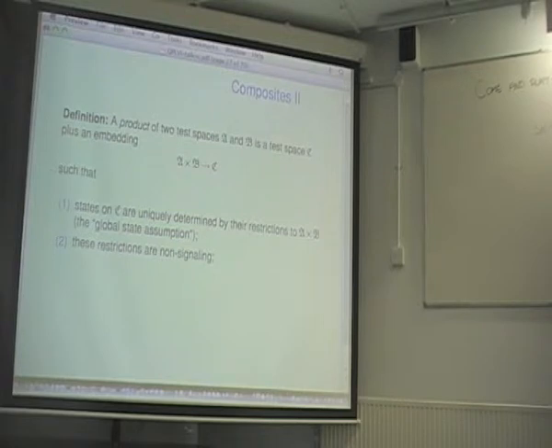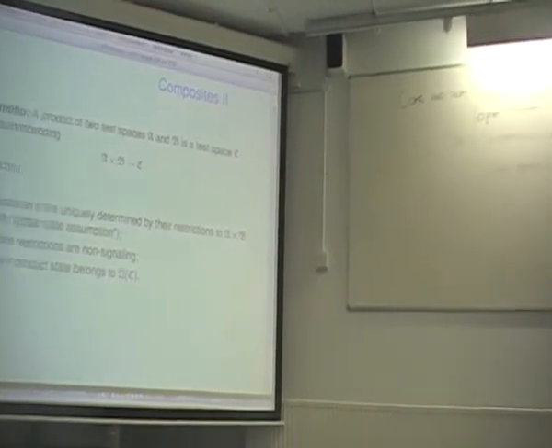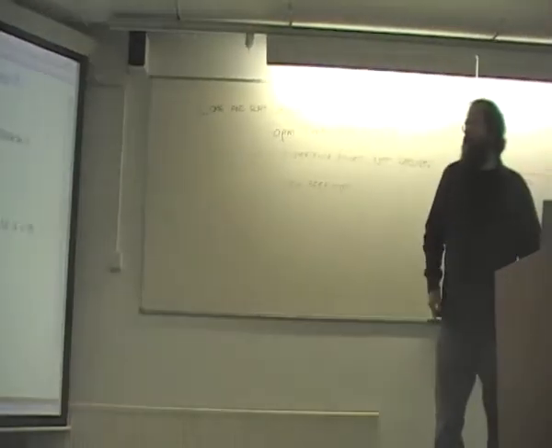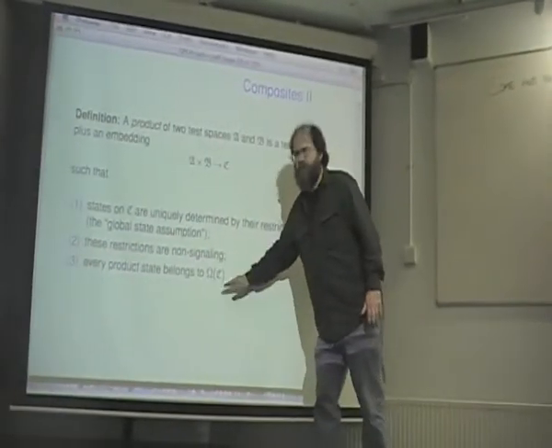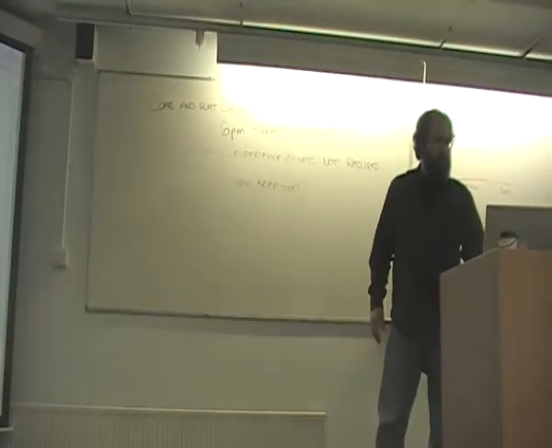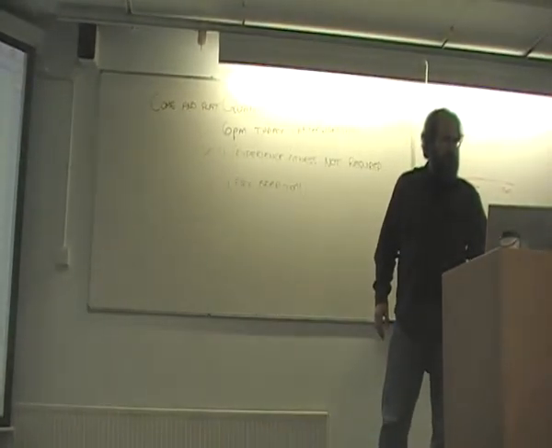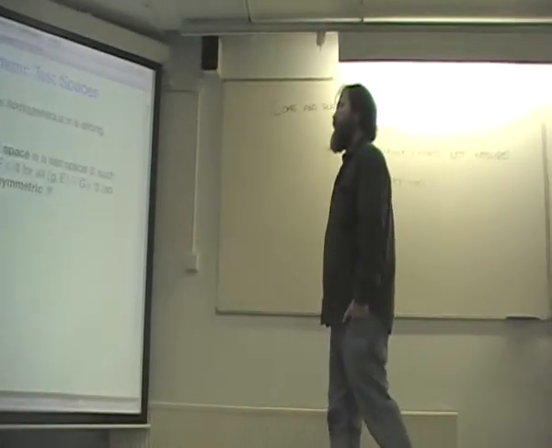I certainly want to require that the restrictions of states on C to product tests would be non-signaling, and I probably want to require that every product state between A and B be a state on C. Okay? Condition 1 is probably less essential, but conditions 2 and 3 you'd almost certainly want. That's it for my general survey of the framework I'm working in.